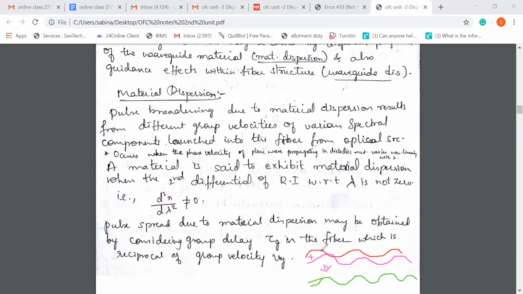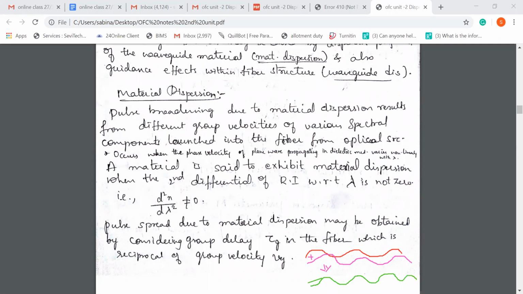So suppose this is my lambda 1 wavelength and this is my lambda 2, two different wavelengths. Whatever velocity each wavelength flows at is called the phase velocity. But if I add these two wavelengths, we get some wave of a different frequency, the resultant of these two. The velocity at which it moves is called the group velocity. If I do the grouping, the resulting waveform's travel gives us the group velocity.